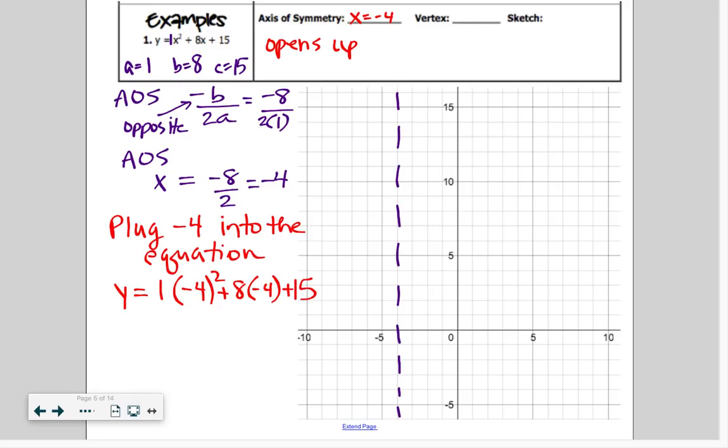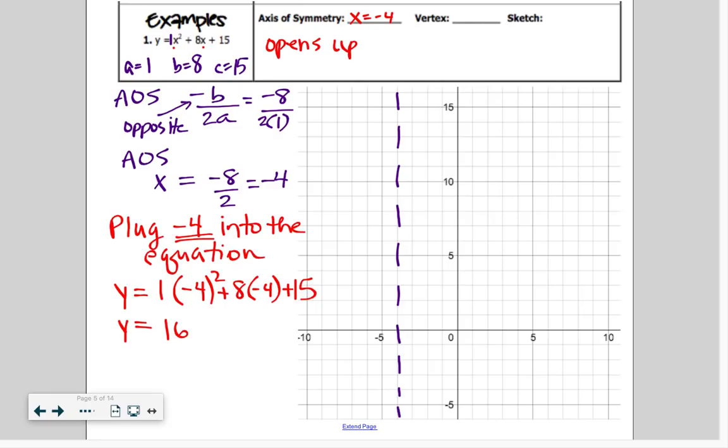So what am I doing? I'm plugging negative 4 into the equation everywhere I see an x. Now you can use your calculator or you can use mental math to figure this out, but you should probably show your steps. If you're using a calculator, I strongly recommend you use the parentheses. When you square a negative, negative 4 times negative 4 is a positive 16. And positive 16 times 1 is 16.